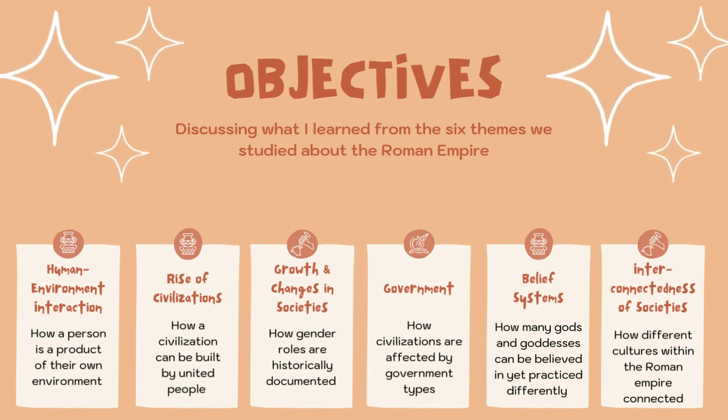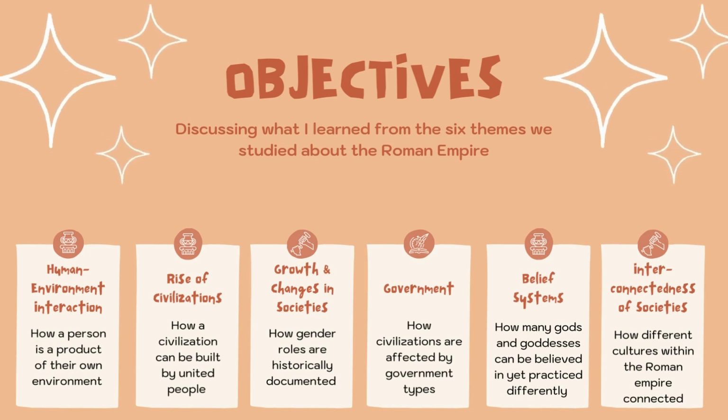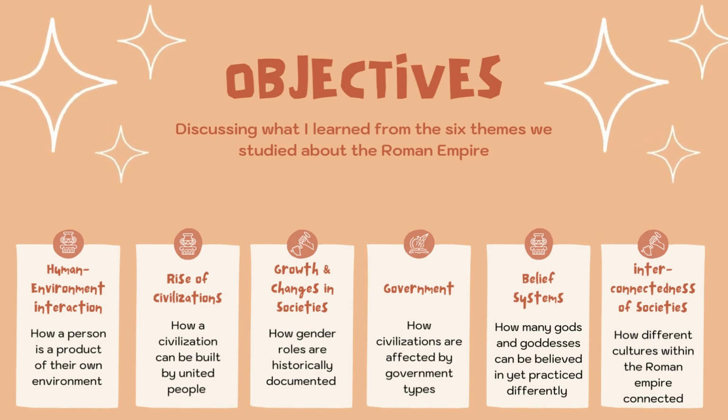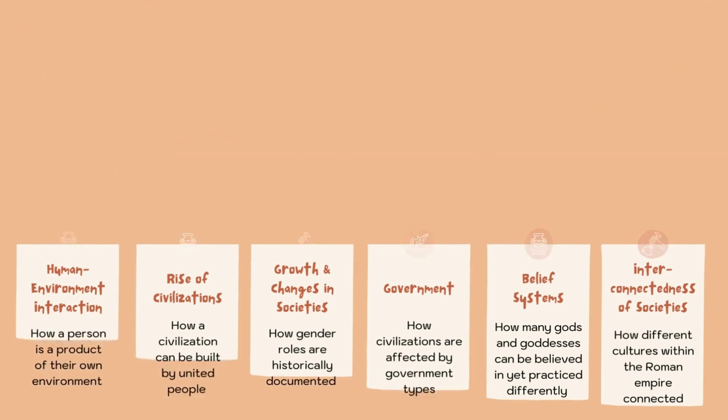Fifth is the belief systems and how many gods and goddesses can be believed in yet practiced differently. Finally, the interconnectedness of societies and how different cultures within the Roman Empire connected.